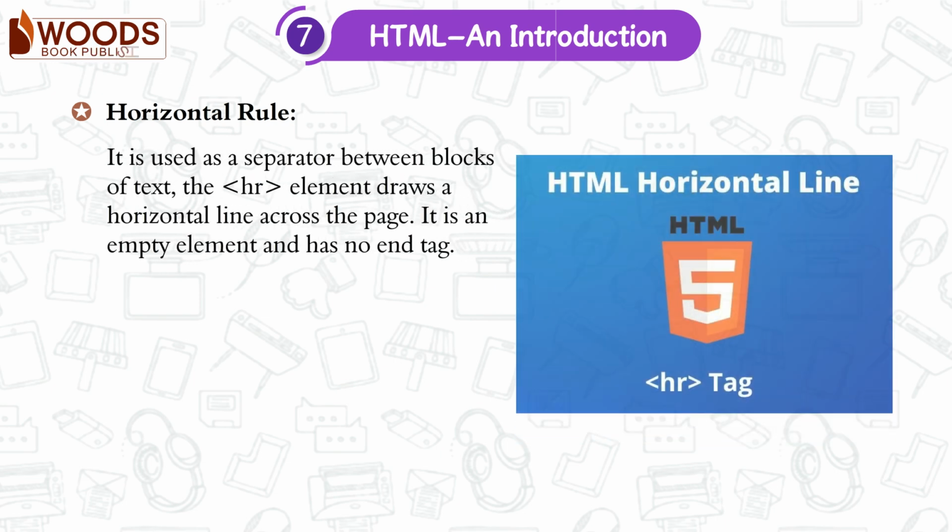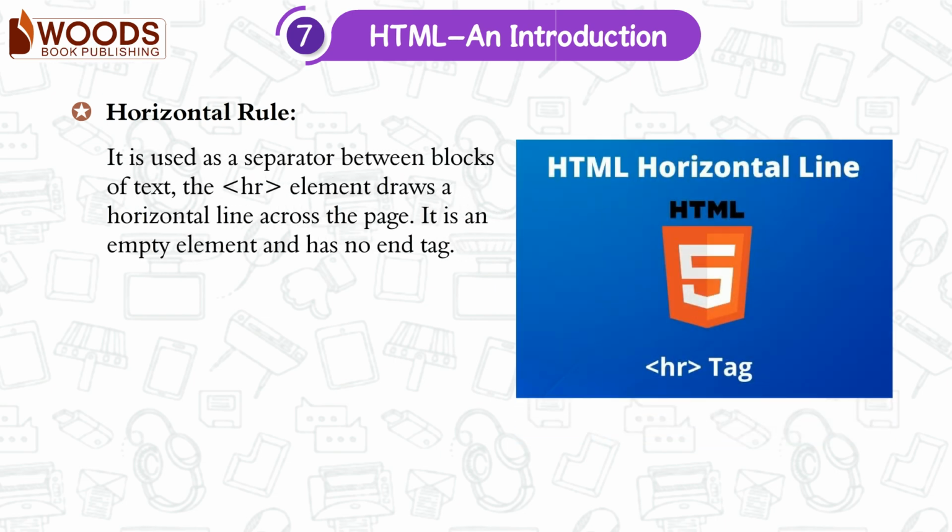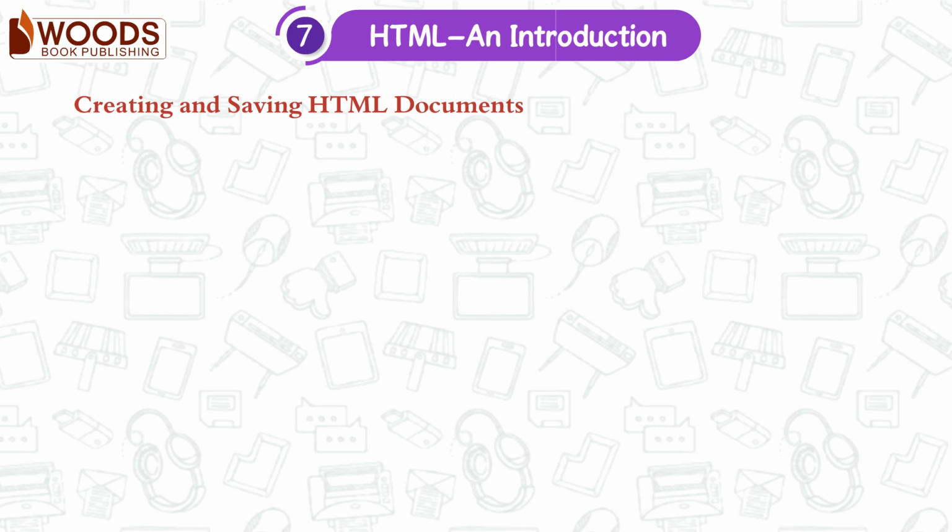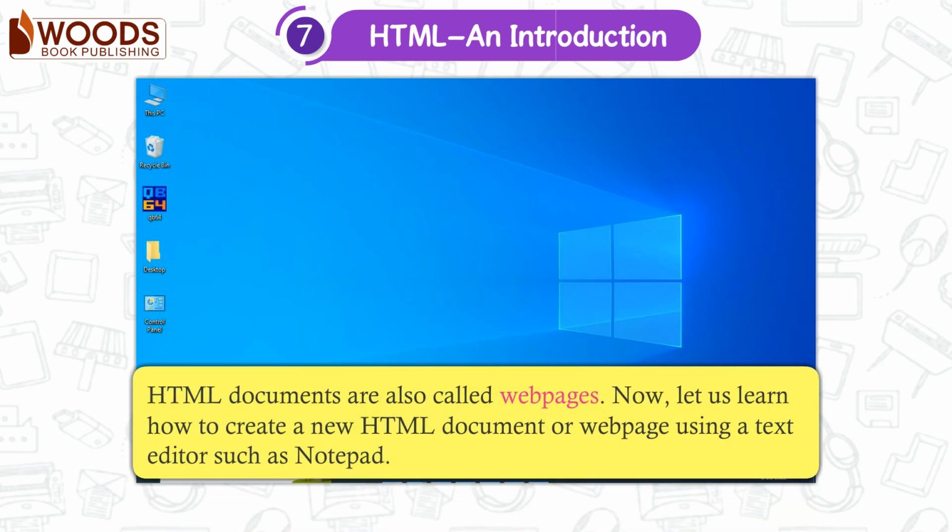Horizontal rule. It is used as a separator between blocks of text. The HR element draws a horizontal line across the page. It is an empty element and has no end tag. Creating and saving HTML documents. HTML documents are also called web pages.